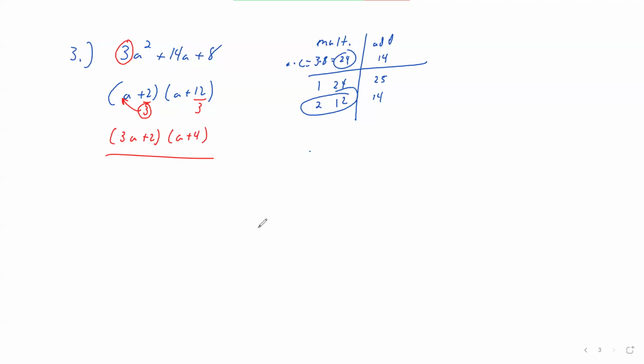I'm going to give you another one so y'all can redeem yourselves. 12b cubed minus 9b squared minus 30b.